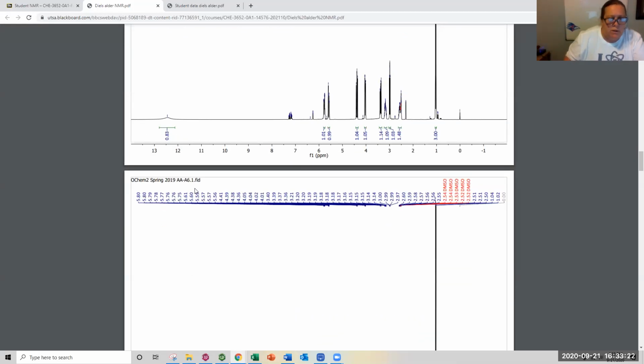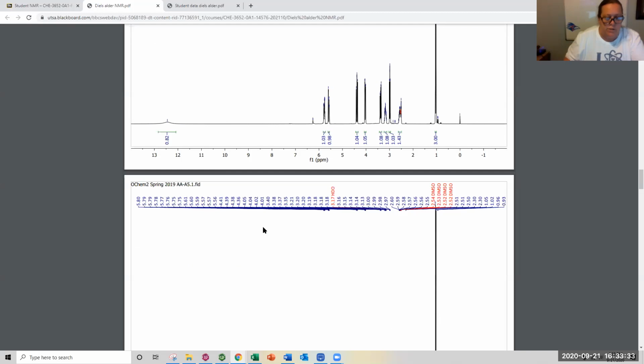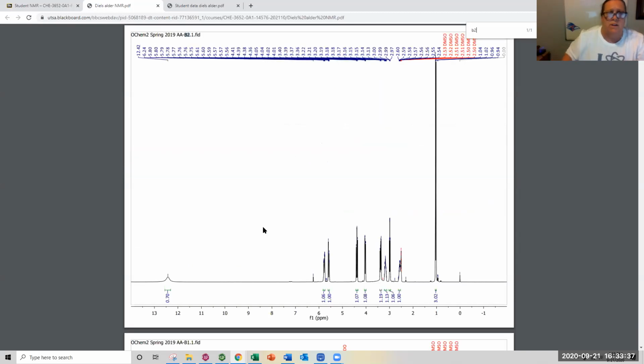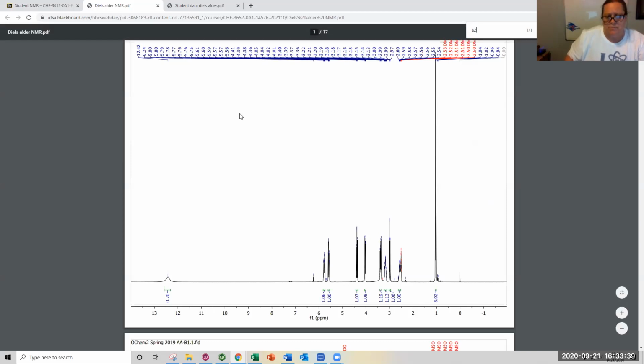You look here, there's two numbers, A6 and AA. AA was the section number. What you're going to be focusing on is A6. So if you're B2, then you go find B2, and so on and so forth. Unfortunately, these are not in any order. Oh, there it is. So there's B2. Real NMRs.